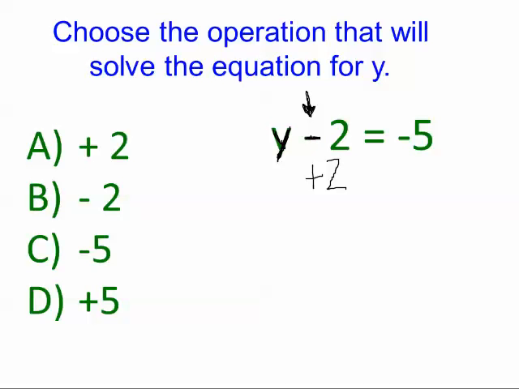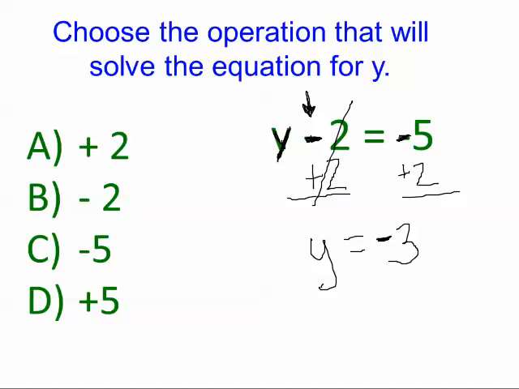If I add 2 to this side, I must also add 2 to the other side. Keep my balance balanced. By adding 2, or doing the inverse of minus 2, I've isolated the variable. I got the y all by itself. It's isolated. I need to do the math on this side, -5 + 2. Be careful with your signs. You end up with -3.